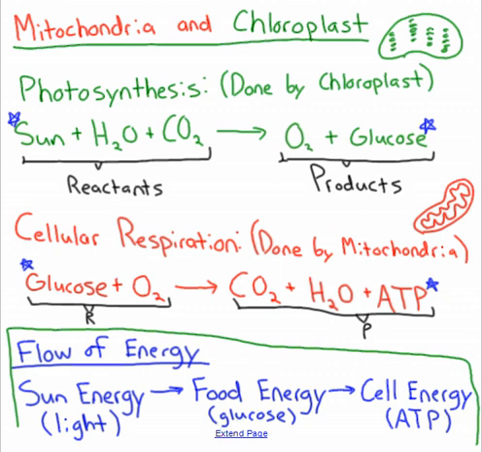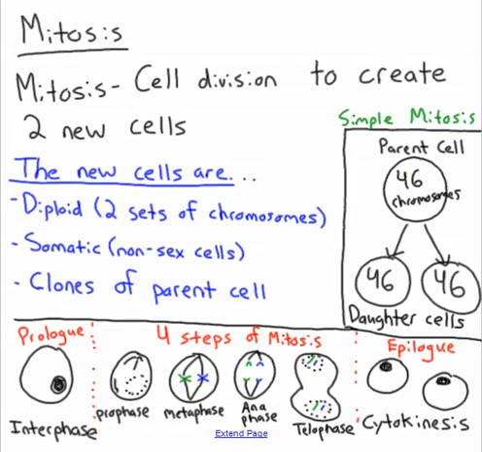So now we're going to move on to cell division. Cell division, also kind of a smaller unit. It's a smaller unit, so that's why I put two units in one video. So this first slide is about mitosis. That is cell division, where we create two new cells.